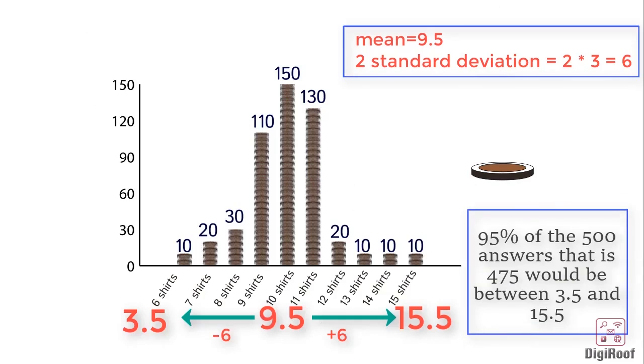So as per the next important property, 95% of 500 people, that is 475, would own between 3.5 shirts and 15.5 shirts. The bottom line is that once we have the standard deviation value for our data, we can make some important assumptions about the data based on the properties of normal distribution.